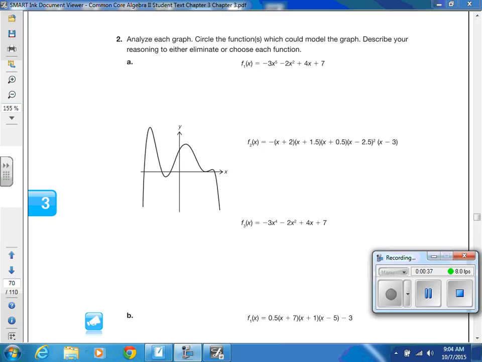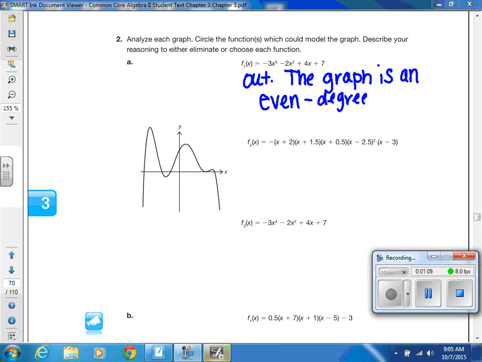So that means f sub 1 has got to go, right? This is an even function, and what's that? That's odd, okay? It's an odd degree function. Alright, so this is out. That is an even degree function.